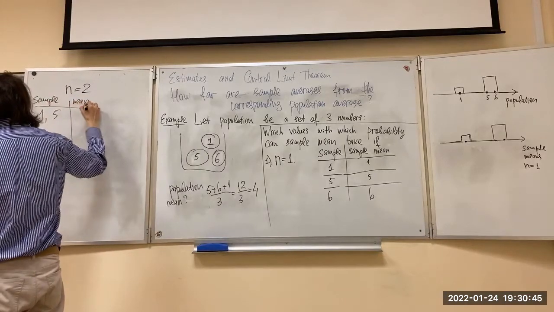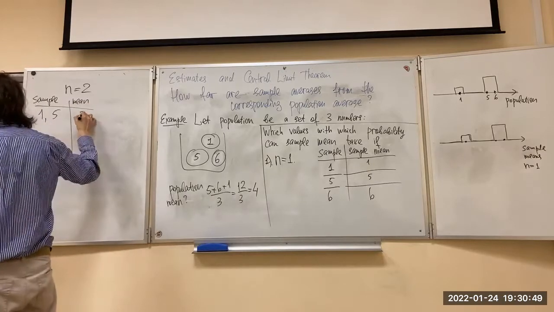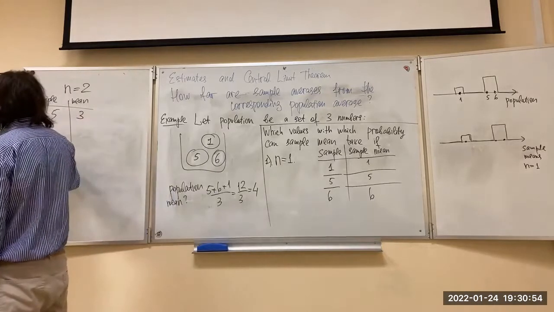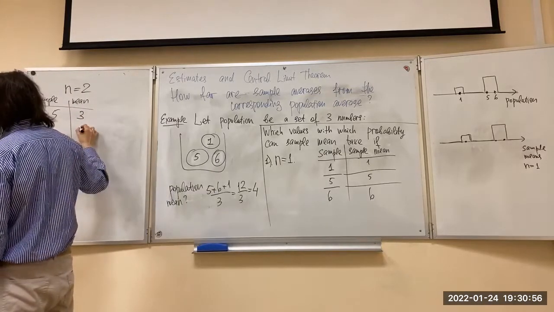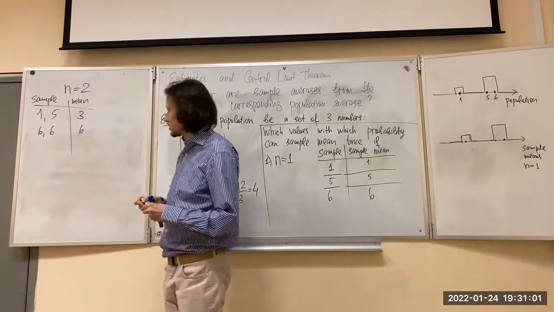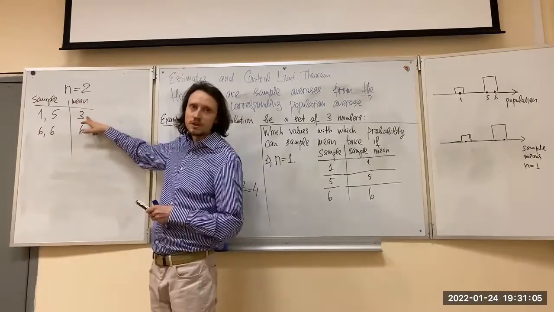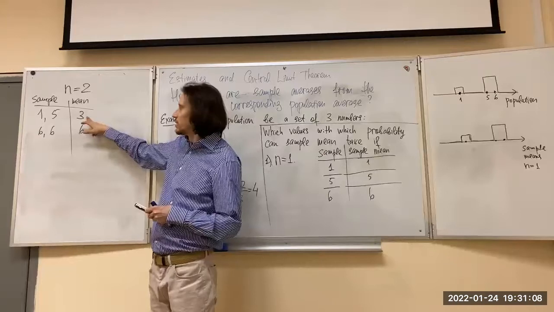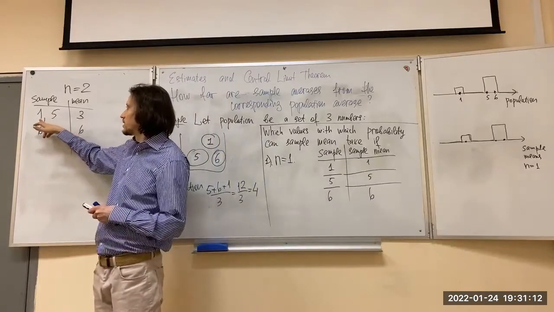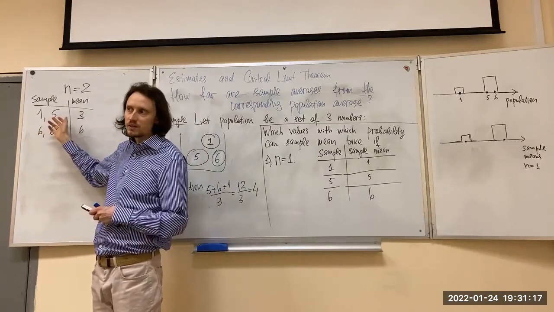The corresponding mean is (1 + 5)/2, which is 3. And for example, we have sample 6, 6, and the corresponding mean is 6. But if I ask, what is the probability to get mean 3? We have to take into account that we can also get mean 3, not with sample 1, 5, but with sample 5, 1. That is basically a different sample.